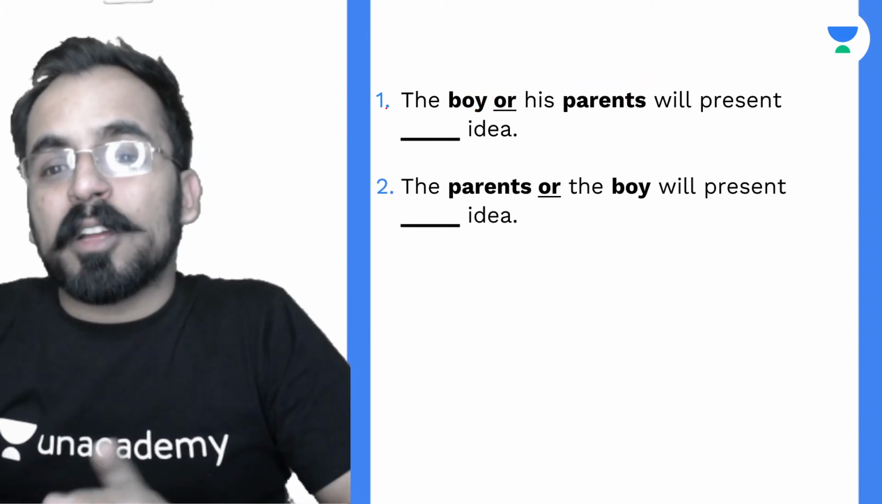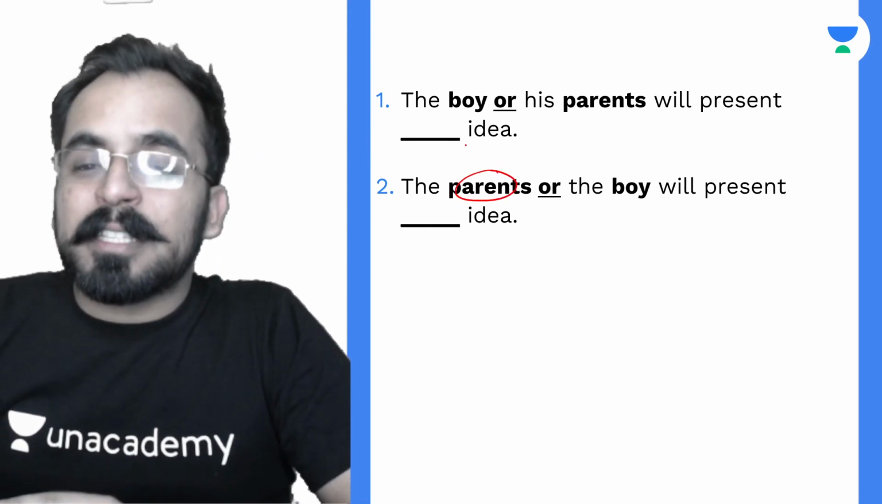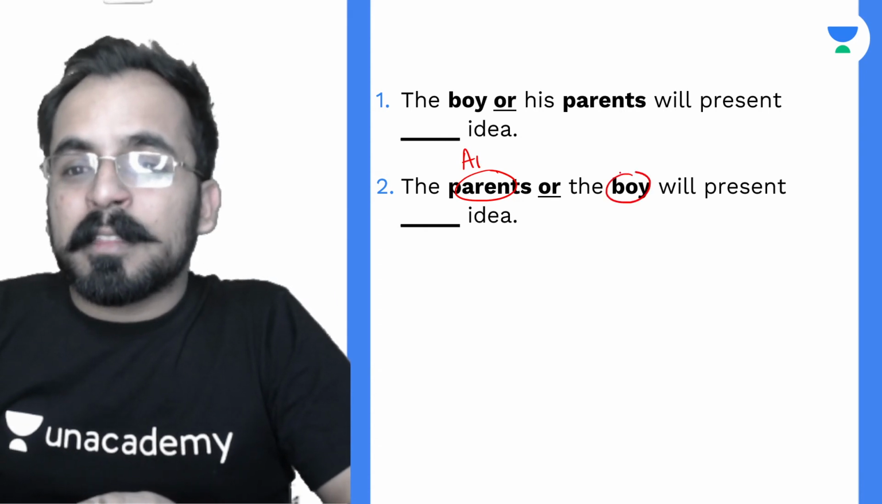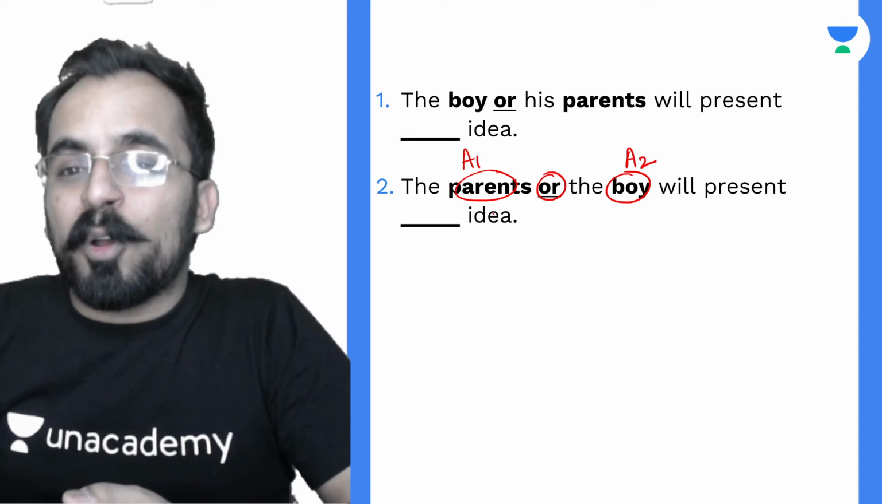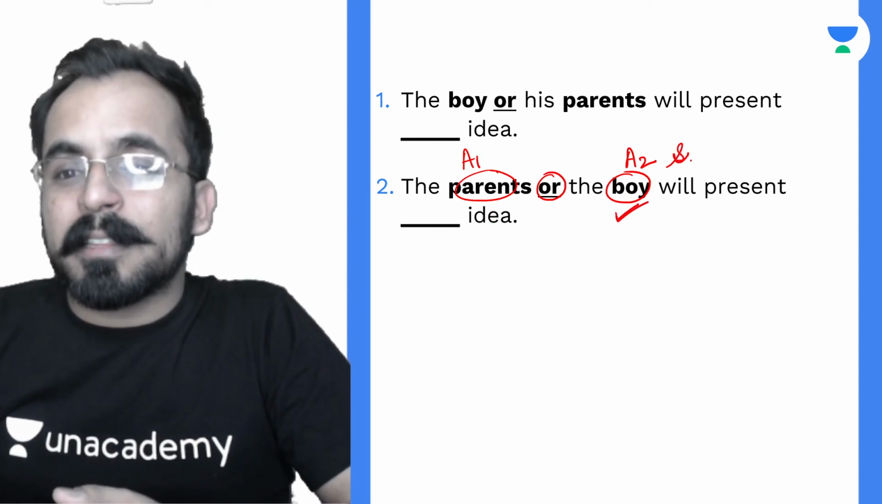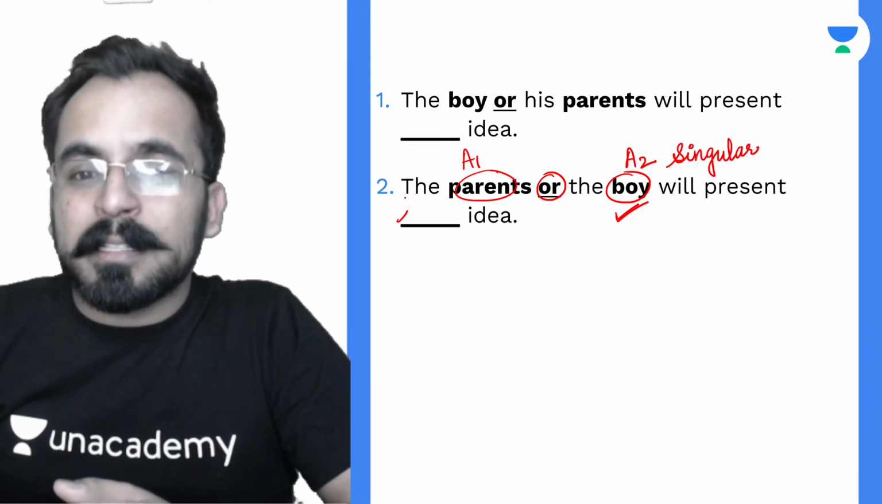The parents or the boy will present dash idea. So I have rewritten the same in another way. First antecedent is plural. The second antecedent is singular. Both of them joined by "or." So my pronoun will agree with the nearest antecedent, and this antecedent is singular. Will present his idea.